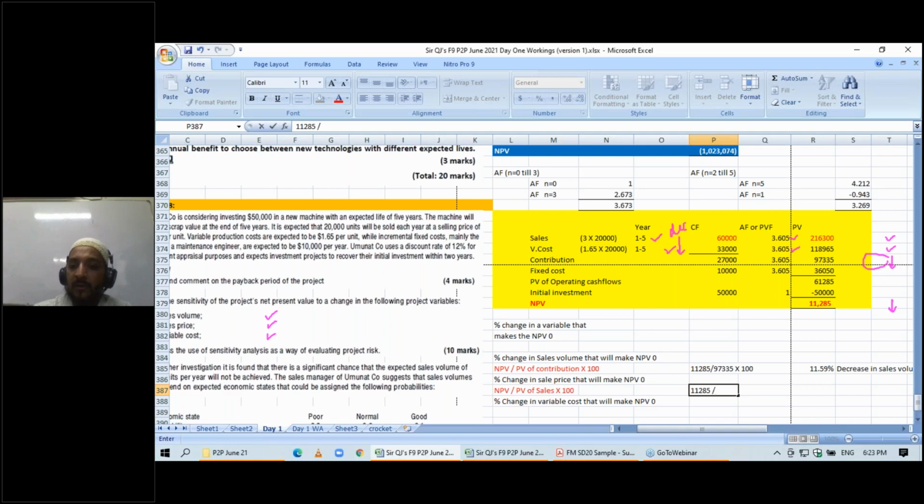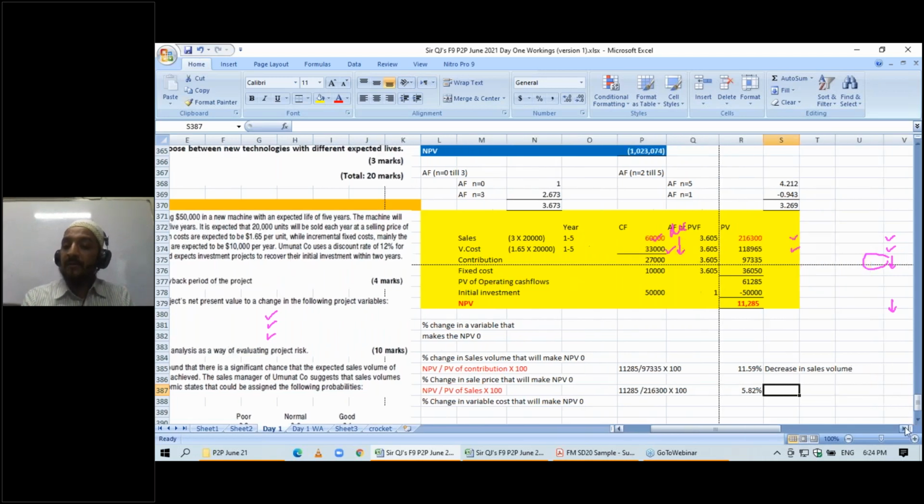And what is the present value of sales, which is 216,300, multiplied by 100. So this gives a very small change. So this is more sensitive to sales volume. Only a 5.82% change. So 6% change is smaller change. So this is more sensitive. The sales, even a very small change is bringing the NPV down to 0.